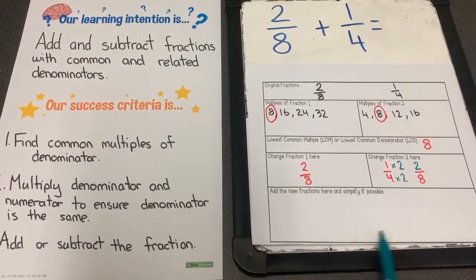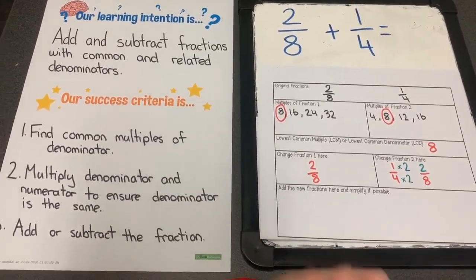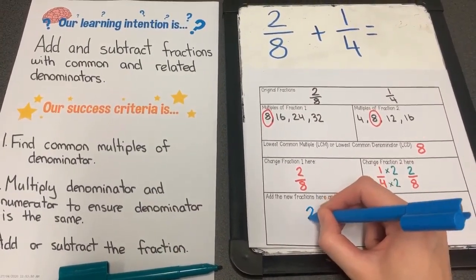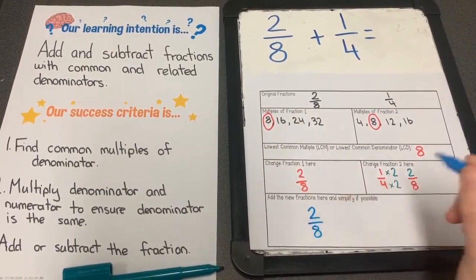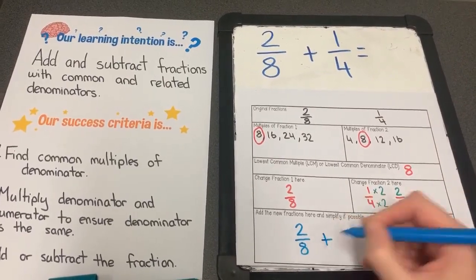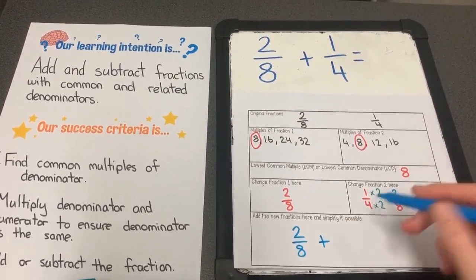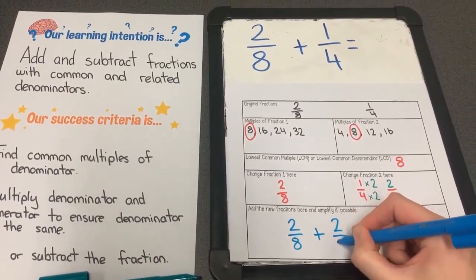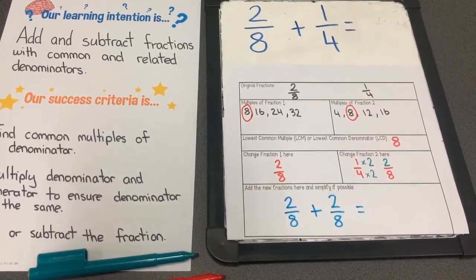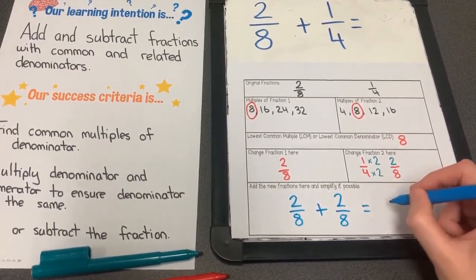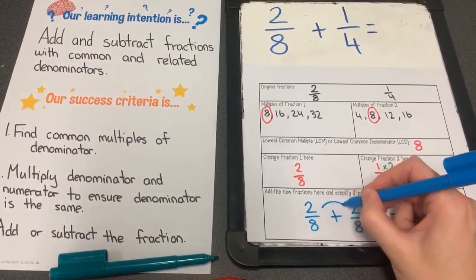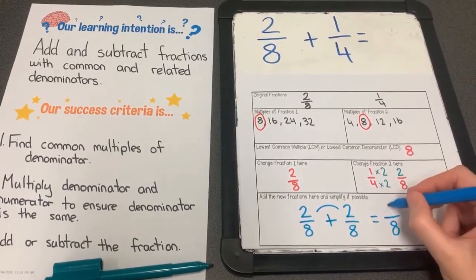And I'm going to actually add the new fractions down the bottom here. Okay, so I'm going to take my first fraction, which is 2/8, write it down, 2/8, and I know it's addition because of this sum here. So 2/8 plus, and my new fraction is 2/8, write it down, and I have 2/8 plus 2/8 equals. Now when we add fractions, we always keep the denominator the same. So I know it's going to be 8s, and I add the top. 2 plus 2 is 4.